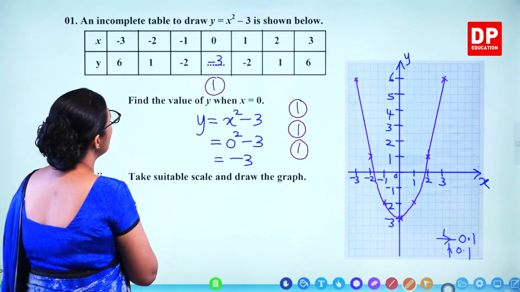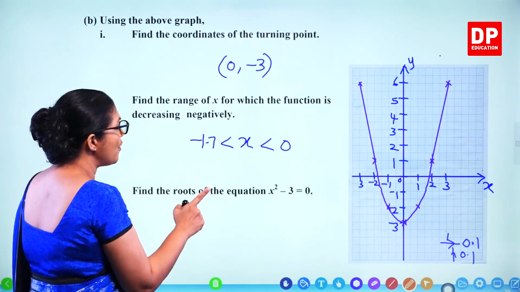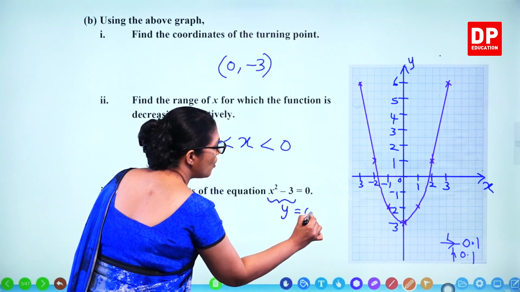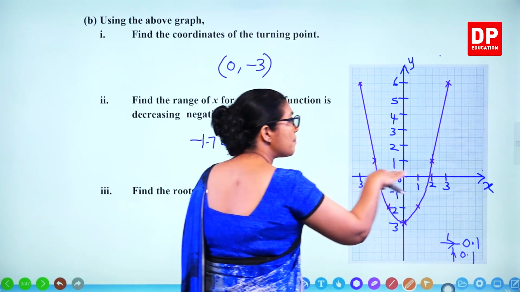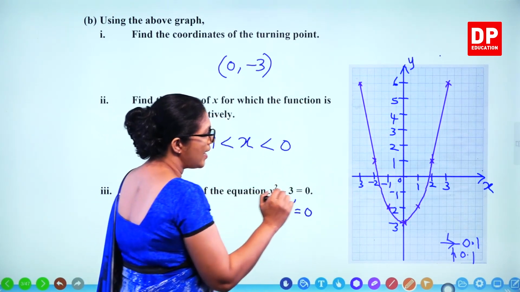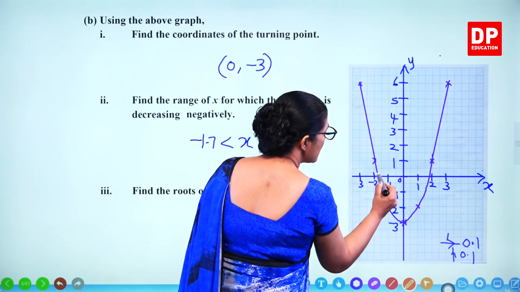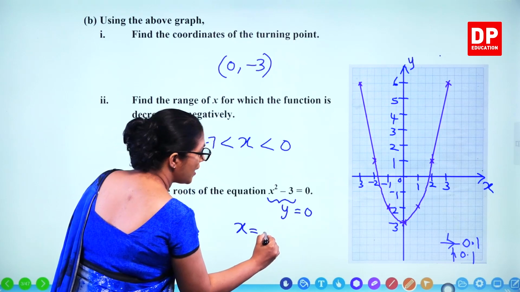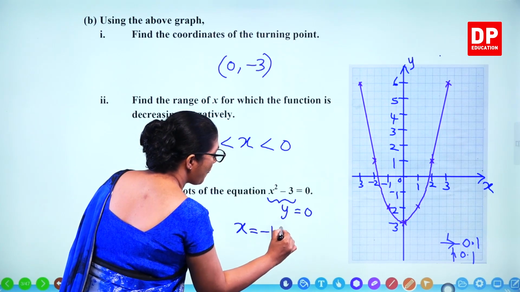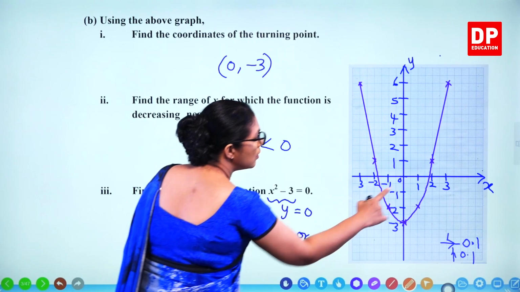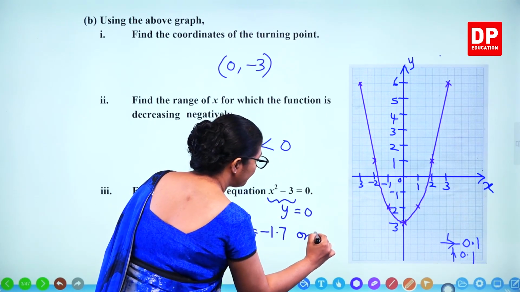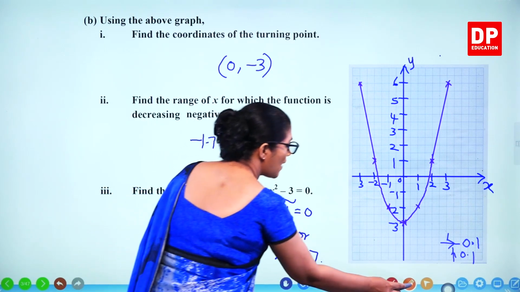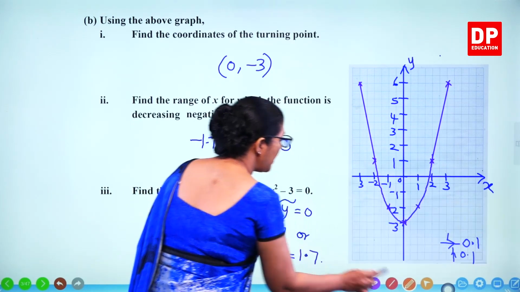Find the roots of the equation x squared minus 3 equals 0. That's the graph we drew, x squared minus 3. That's equal to 0, that means y value is 0. Where y equals 0, that means on the x-axis where it cuts. The solutions using the graph are x equals minus 1.7 or this side, x equals 1.7. So those are the solutions when y equals 0.